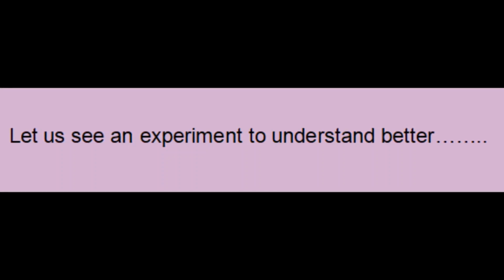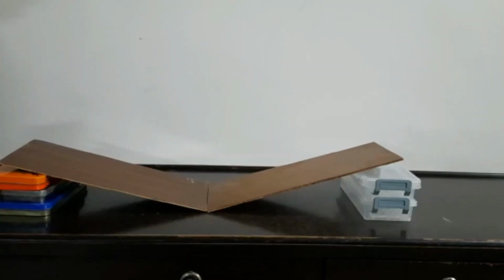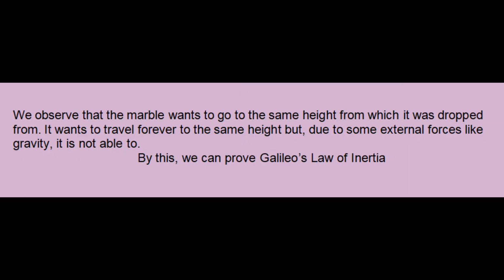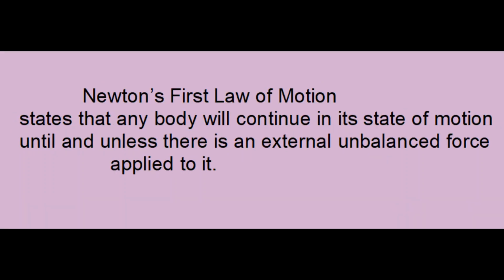Let's take two inclined planes and a marble and place them facing each other. Now let's roll the marble from one end of the two inclined planes. What do you observe? We observe that the marble wants to go to the same height from which it was dropped. It wants to travel forever to the same height, but due to some external forces like gravity, it is not able to. By this, we can prove Galileo's law of inertia.